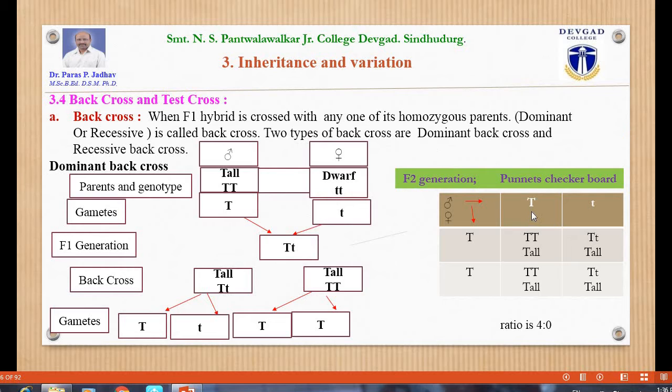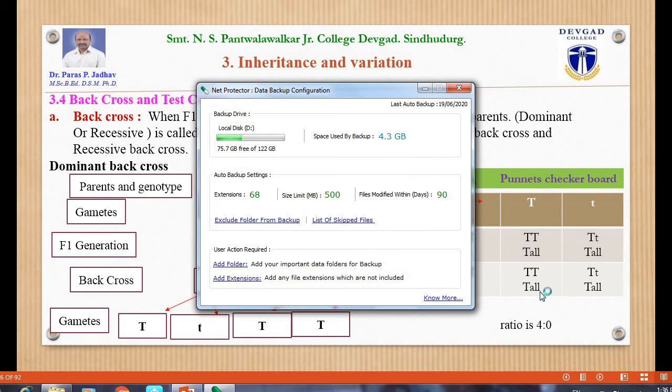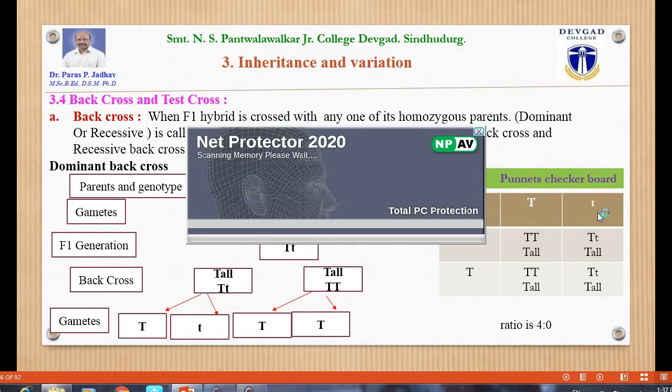When the male gamete containing T allele unites with the female gamete containing T allele, the result shows TT genotype, and the plant is tall. When the male gamete with t allele unites with the female gamete with T allele, the resultant plant shows Tt genotype, and the plant is tall. So in this way, the F2 generation of dominant back cross shows all tall plants, and the ratio is 4:0.